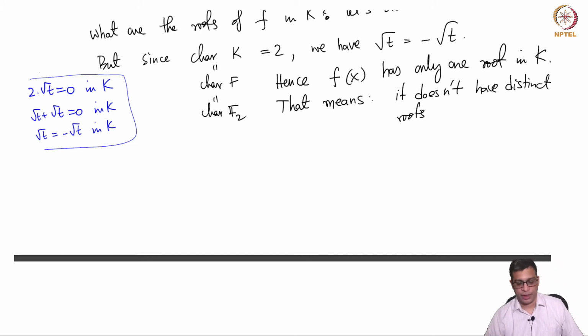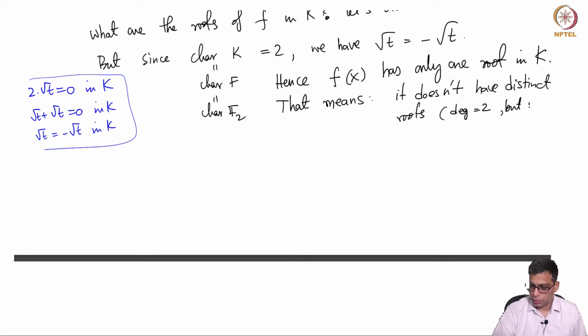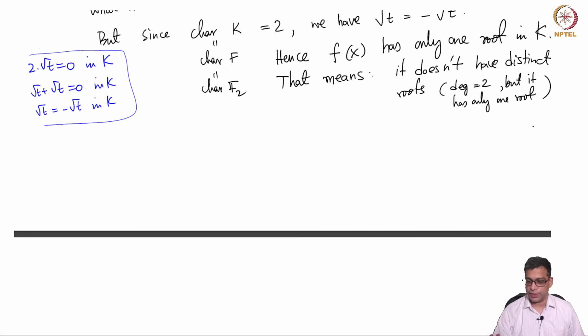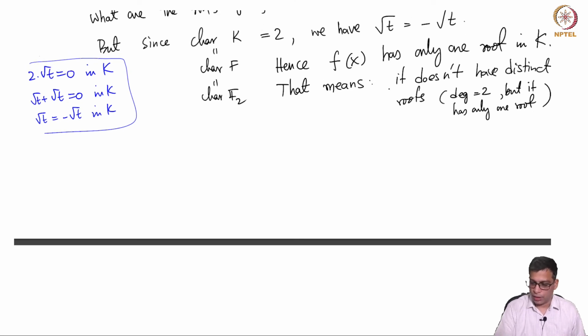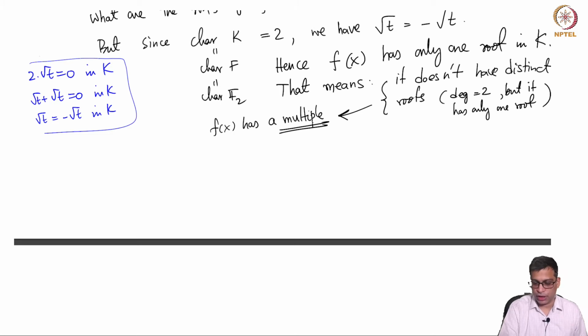This came up earlier when we talked about some examples of normal extensions, and I hinted to you why they will not be Galois in general. It doesn't have distinct roots, right? Degree is 2, but it has only one root. Okay, so that means it doesn't have distinct roots, or yet another way of saying this is f has a multiple root. So any root that repeats at least twice is called a multiple root.